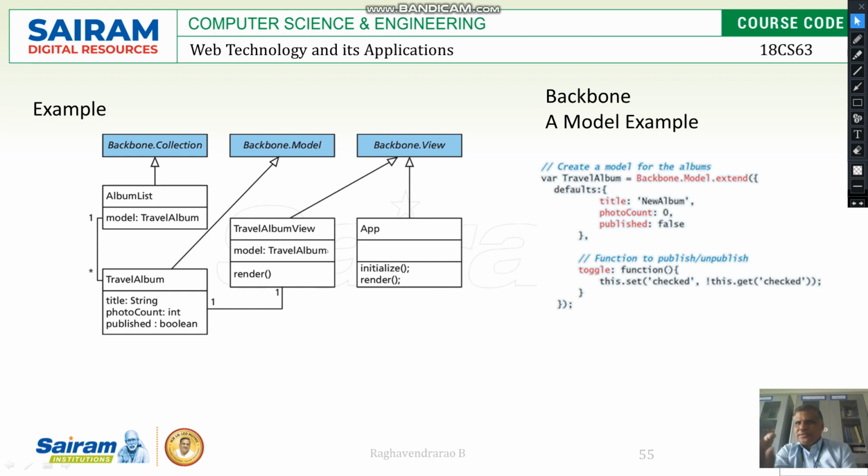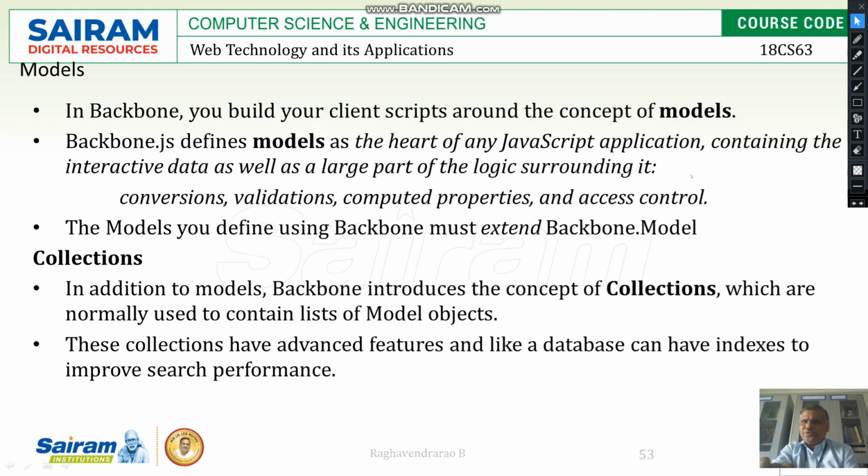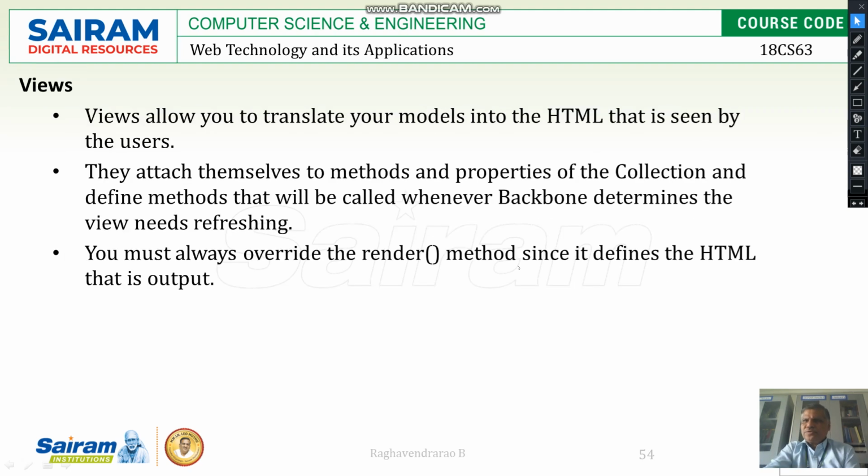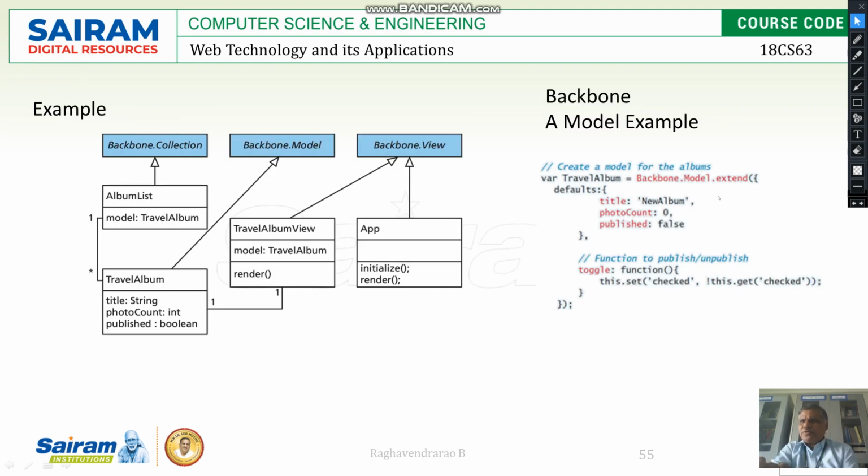The program for this you can see over here. For the model, it is being shown here. There's a travel album model.extend. Previously, I told you that you should use Backbone.model.extend; this word you have to use. So it is being used over here. The keywords you can see are title, photo count, and published. That name is going to be there here, right?